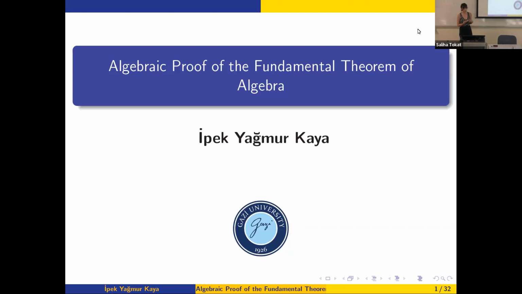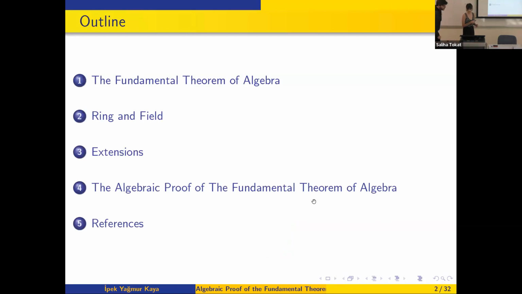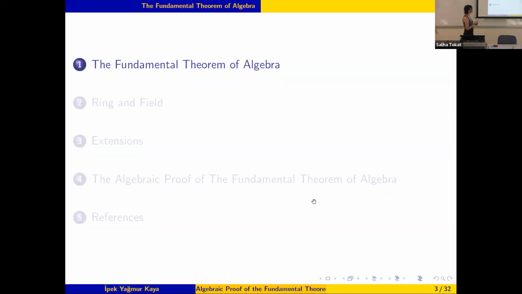So we were working on the algebraic proof of the fundamental theorem of algebra. Here's my outline. First of all, I will give you the fundamental theorem of algebra. Then, before the proof, I will give you some of the information that we use for the proof, like ring and field and some of the extensions.